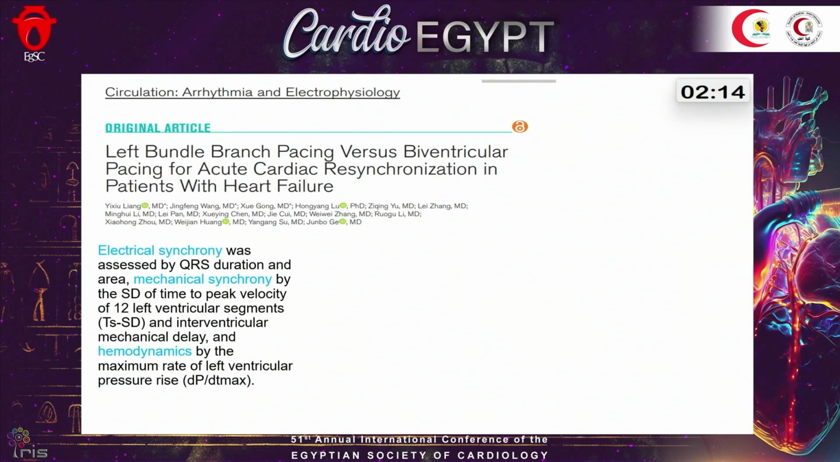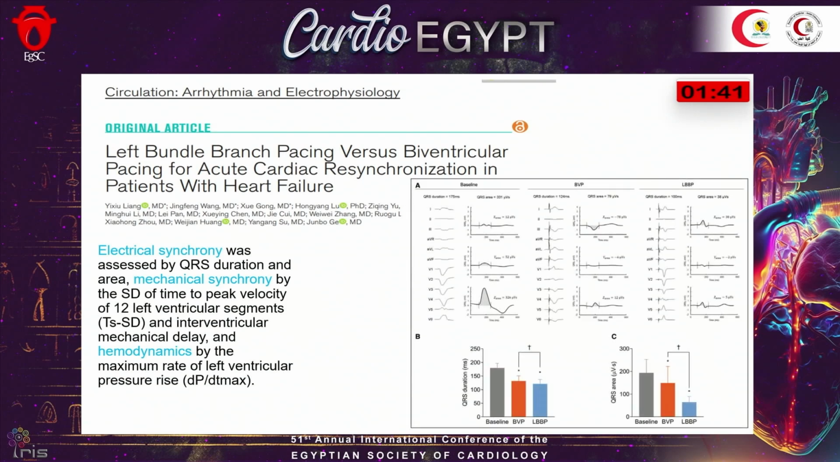Are there any trials that compared directly, head-to-head, between left bundle area pacing and CRT to see if there is any difference between them? Yes, this paper published this year compared left bundle area pacing versus patients with BIV pacing. They assessed three points: the electrical synchrony, the mechanical dyssynchrony, and the hemodynamics during implantation in the cath lab, to see whether the pressure in the left ventricle improved or not.